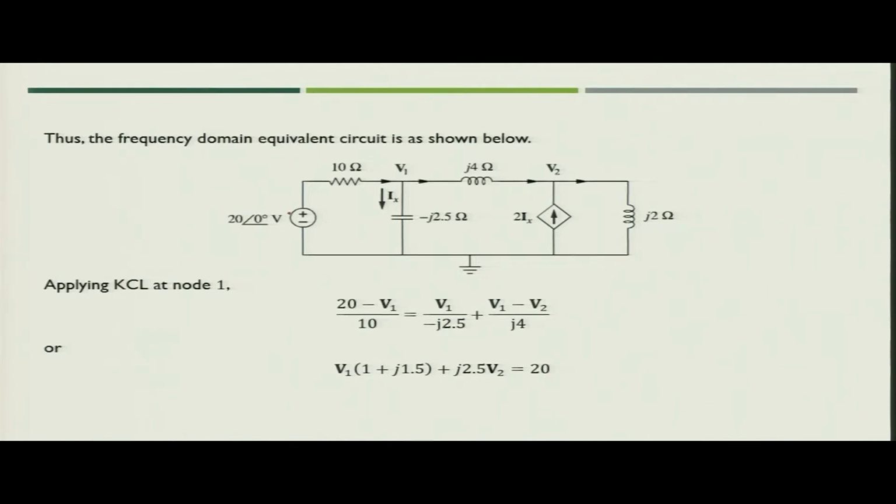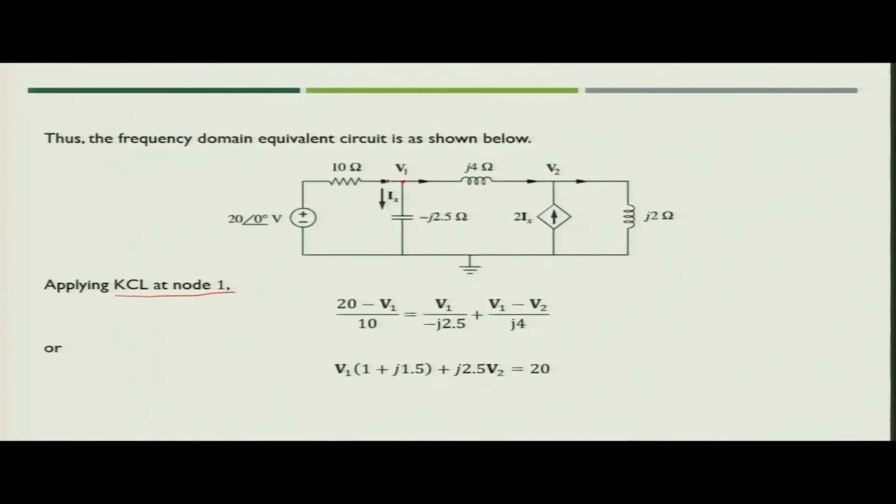So, your voltage source will be 20 angle 0, there will be no change in resistance, and then we will put the value of the inductors and capacitors in frequency domain. Now, we will apply the KCL at node 1. So, if you apply KCL at node 1, what can you write?